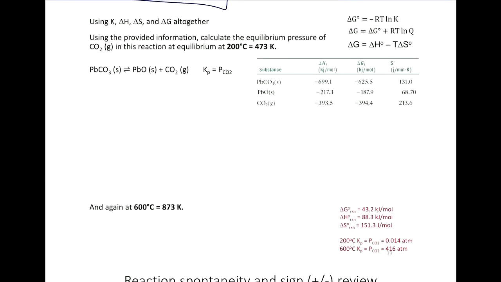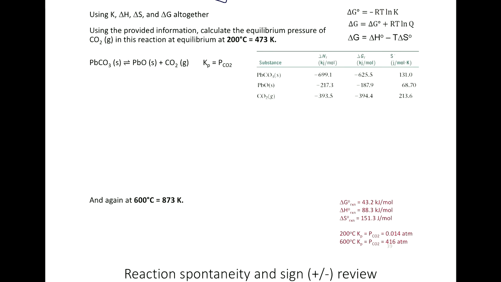All right, using all of this information, let's calculate the equilibrium pressure of CO2 again, but not at 298 Kelvin. This time, let's do it at 473 Kelvin. So we're no longer at standard conditions. So can we use these delta G of formation values? No, we can't. We cannot use them.